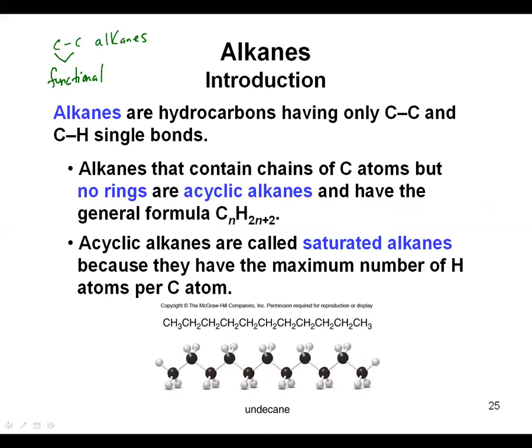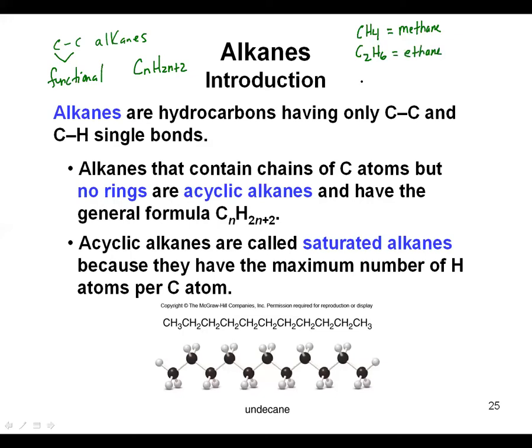Alkanes have a general formula of CnH2n+2. So n is the number of carbons. So the simplest alkane you could have is CH4. C would be 1. 2 times 1 is 2, plus 2 is 4 hydrogens. That is methane. If we go to 2 carbons, 2 times 2 is 4, plus 2 is 6 hydrogens. This is what is known as ethane.